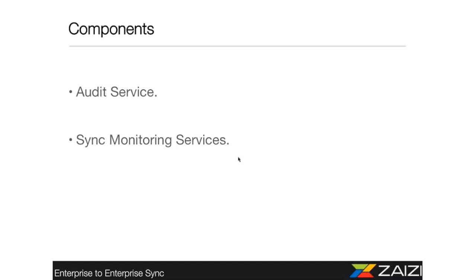So the next part is to describe how it works. As I said, the solution is based on the Alfresco Cloud Sync functionality, so the core elements are the same. It will not be a very detailed description here. The solution uses the Alfresco audit service to store the changes of the synchronized nodes, and some monitoring services that check those changes and send and receive the node changes between the repositories.